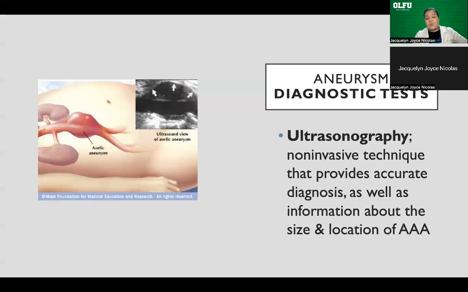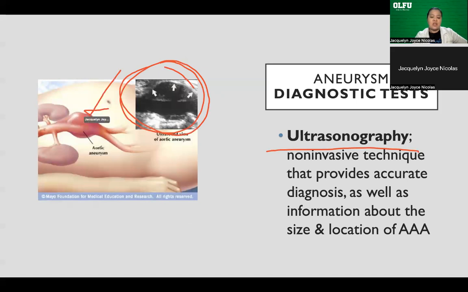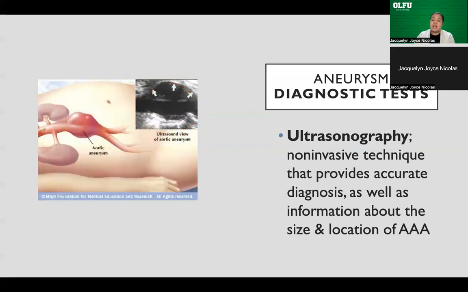Now, other diagnostic tests would include ultrasonography. This is how it looks like. Nakikita nyo? Hindi naman siya buntis, pero i-ultrasound natin. Why? Because the sound wave will actually affect ito. So you will have an outline of what's the characteristic of our AAA. It will provide accurate diagnosis, and also it will help us identify the exact size and the exact location of our aortic aneurysm.